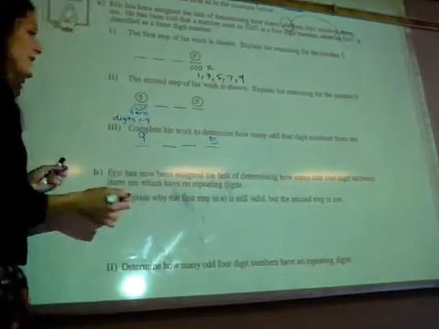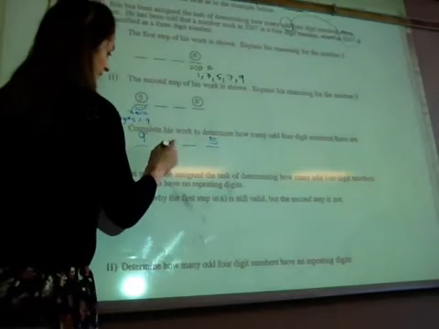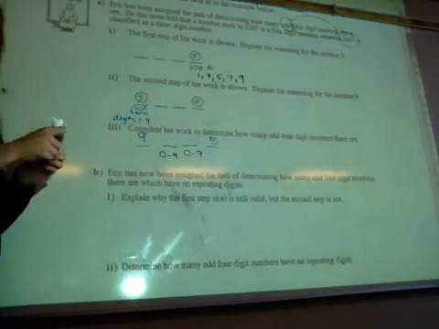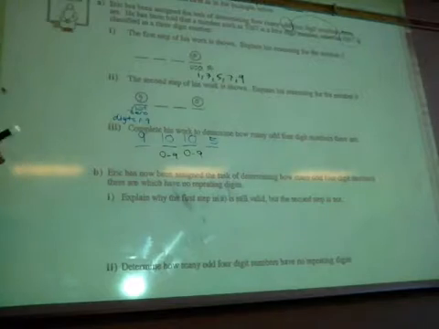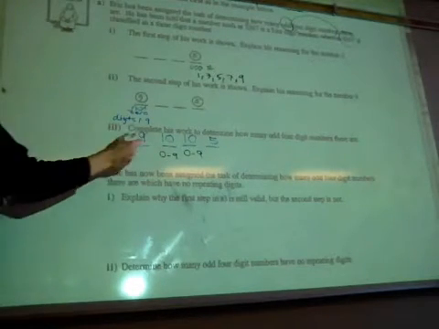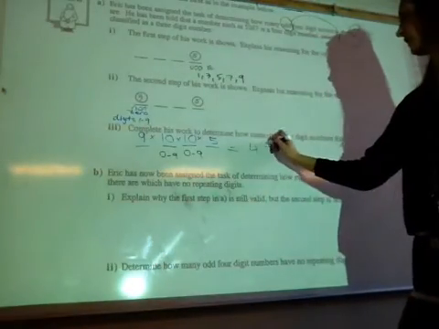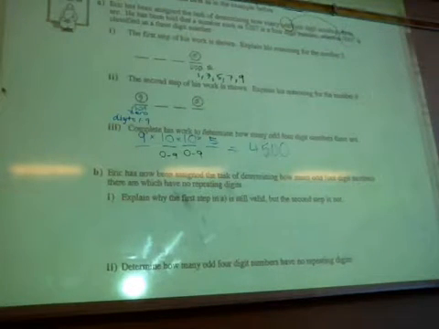What about the second and third? Digits 0 to 9 and 0 to 9. That means there's 10 choices. And applying the fundamental counting principle, now we just have to multiply. We get 9 times 10 times 10 times 5, 4,500 odd 4-digit numbers.